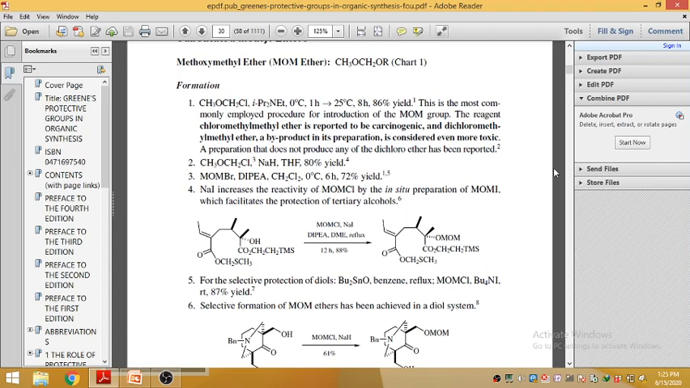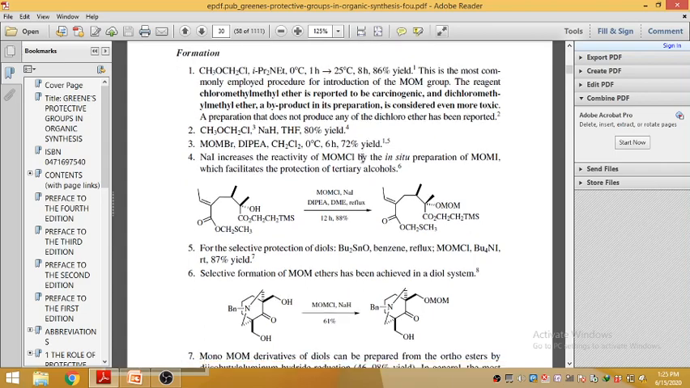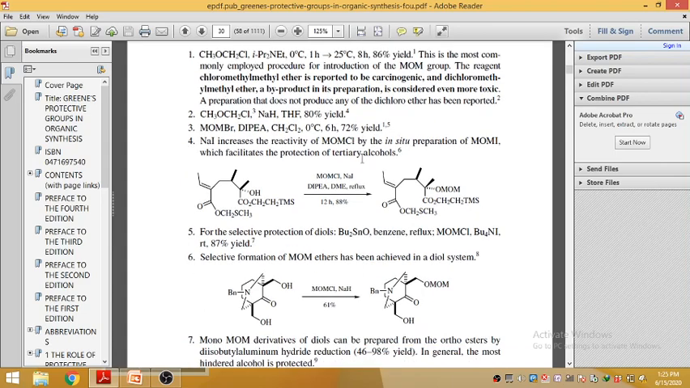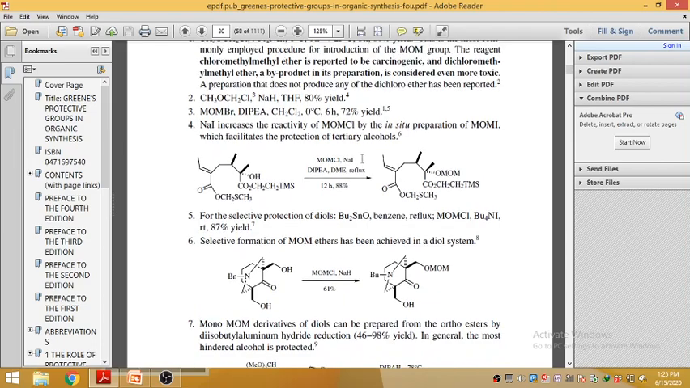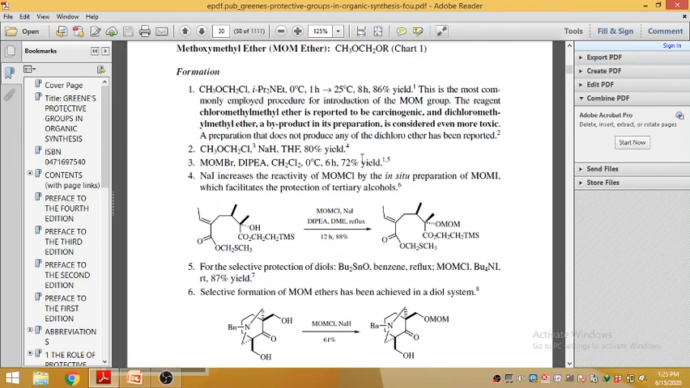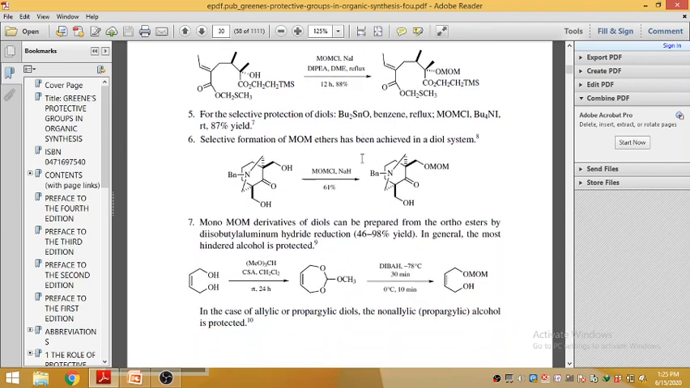So this MOM iodide can facilitate the protection of tertiary alcohol. So here are a number of methods which are reported in the literature for the incorporation of MOM groups. You can get all these references, you can study, you can take out the examples.